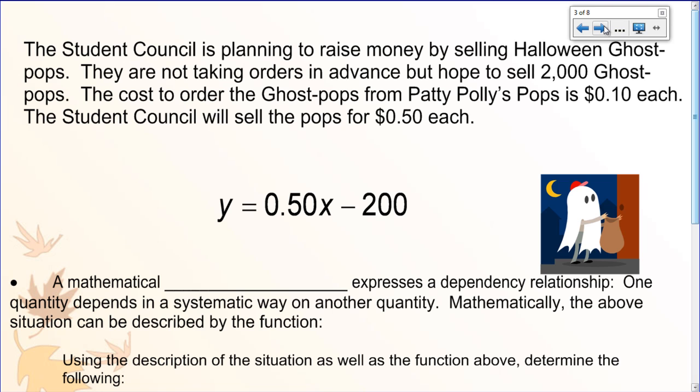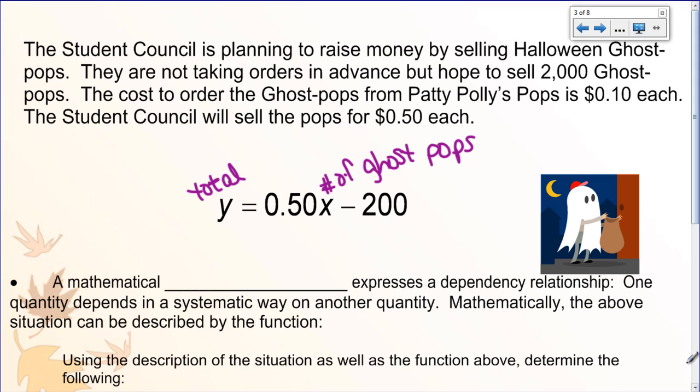We have the student council planning to raise money by selling Halloween ghost pops. They're not taking orders in advance, but hope to sell 2,000 of them. The cost to order the ghost pops from Patty Polly's Pops, that's a mouthful, is 10 cents each. The student council will sell the pops for 50 cents each. And so this is their equation. This is the equation that they're going to use. Y is going to represent their total profit, how much money they made. X is going to be the number of ghost pops that they sell.